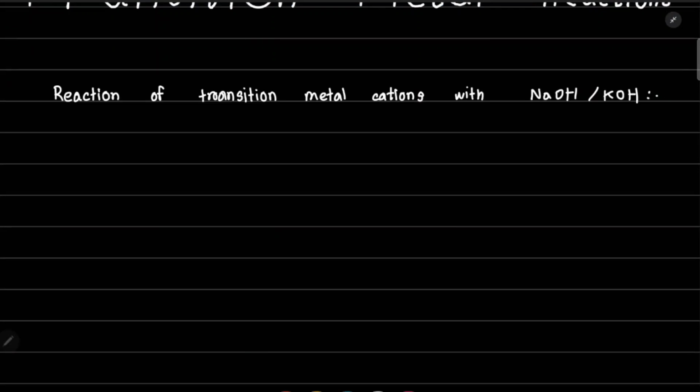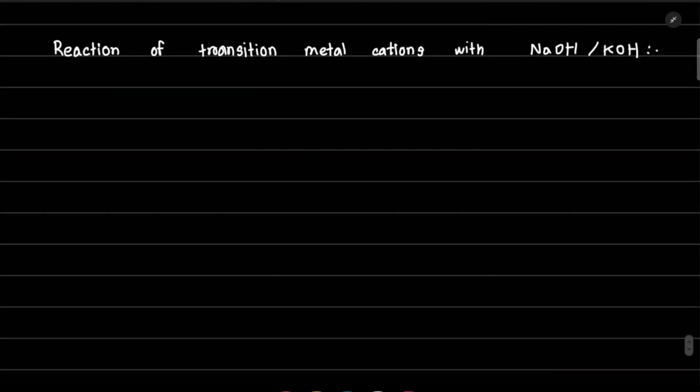So the hydroxides we usually use are sodium hydroxide and potassium hydroxide. Now we'll learn about the reactions for hydroxides in excess and in small quantities. So we start from chromium.